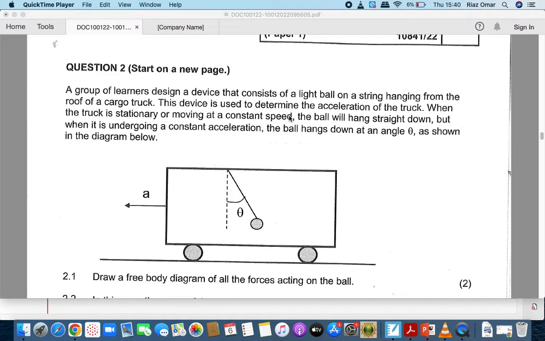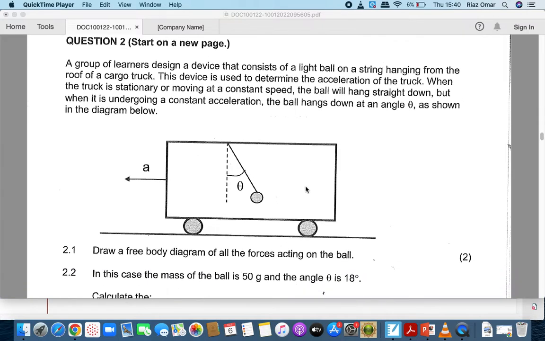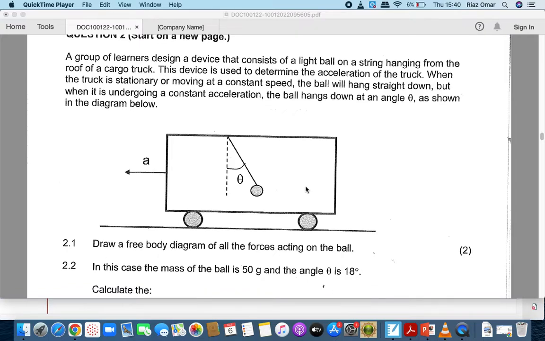But when it is undergoing a constant acceleration, the ball hangs down at an angle theta as shown in the diagram. So, looking at this diagram, we see the truck and we see the acceleration to the left, and we see that the ball is not hanging straight down because it is not stationary. If it was stationary, it would be hanging straight down. However, because it is moving at a constant positive acceleration to the left, then we see that the ball hangs at an angle to the right from the horizontal.